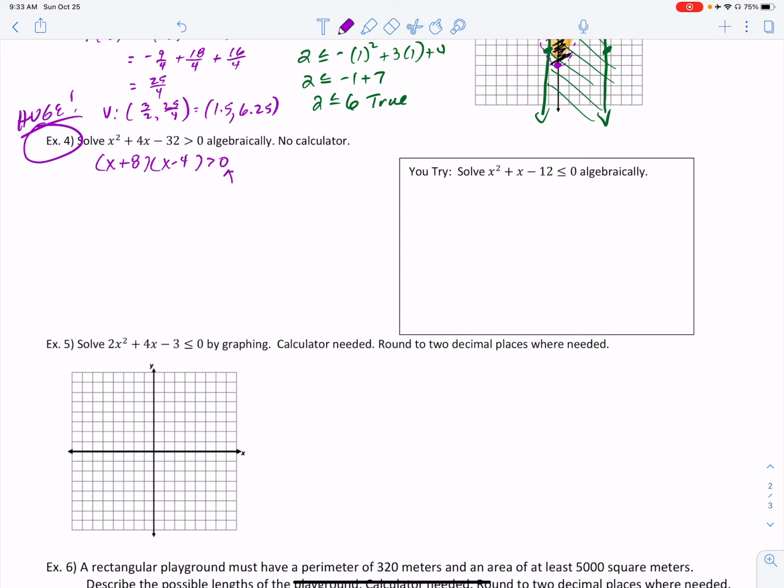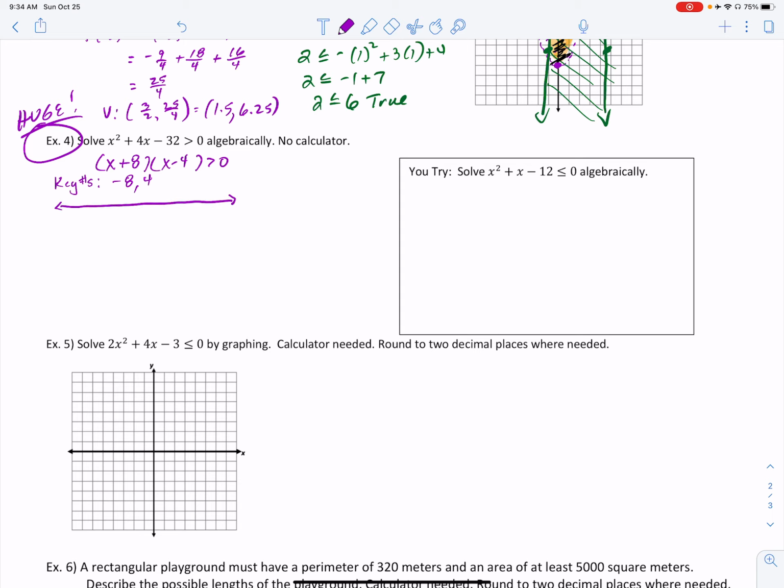So those zeros of -8 and 4 are super important because they're the only possible places where this can change. So we call those zeros my key numbers. This is an important process to understand. So we factor it. We find the key numbers, which would be the zeros from our factored form. Again, it has to be compared to 0. And then we're going to make a number line.